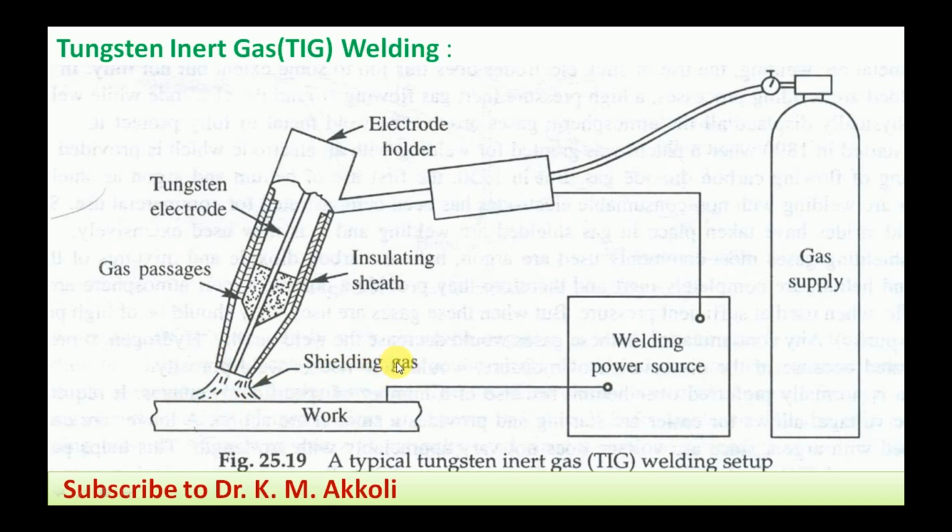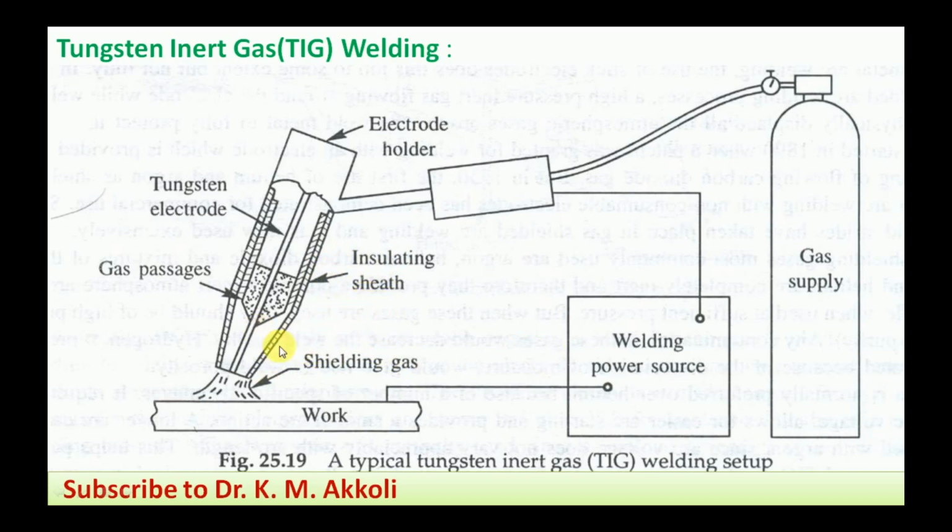In arc welding, that shielding gas is provided by using the flux coating on the electrode, and the flux coating forms a slag. The slag is later removed by chipping, and that is an additional work required in arc welding. For that reason, another method is provided.